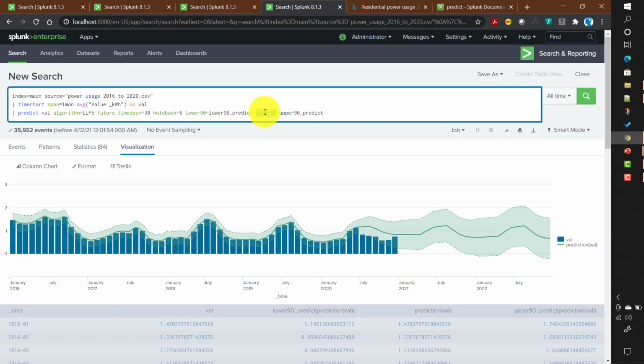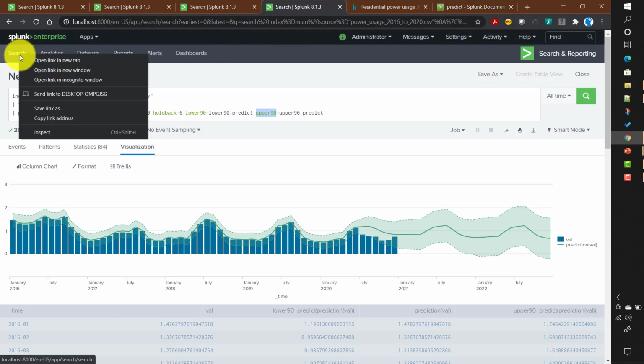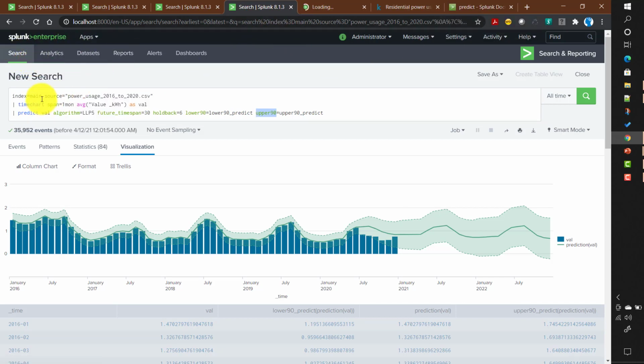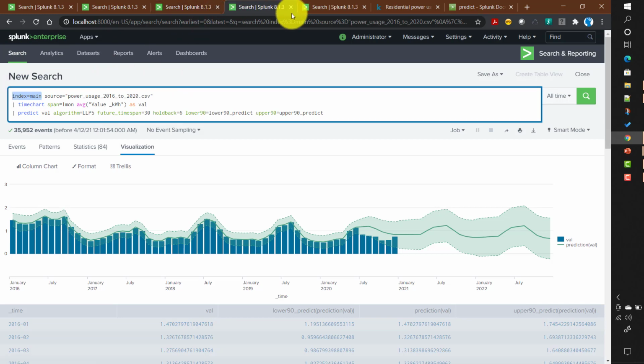Now let's talk a bit about the bivariate model. So we will be talking about an algorithm called LLP5 over here, which is basically used for predicting multiple time series values, multivariate time series values. Now for that we have another data set. So let me go back to our main index for all time.